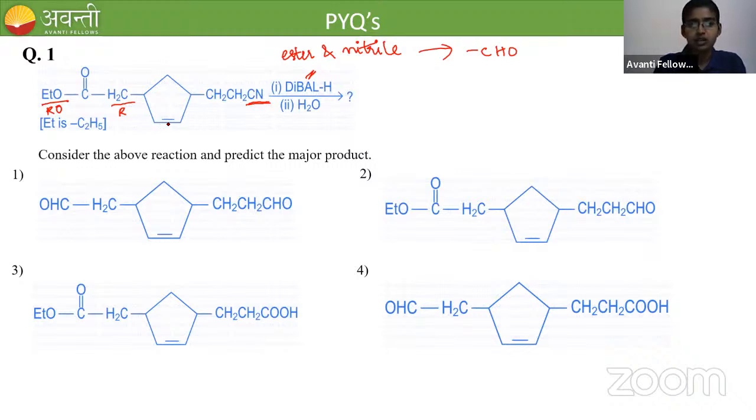So which is the correct option? Which is the major product for this reaction? It is option number 1. Only in this option, both the ester group, COOR, as well as the cyanide group are getting converted to aldehyde. Got it? Shall we move on to the next question? Okay, option 1 is the correct answer.